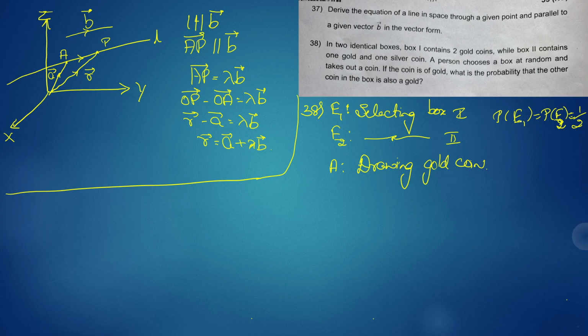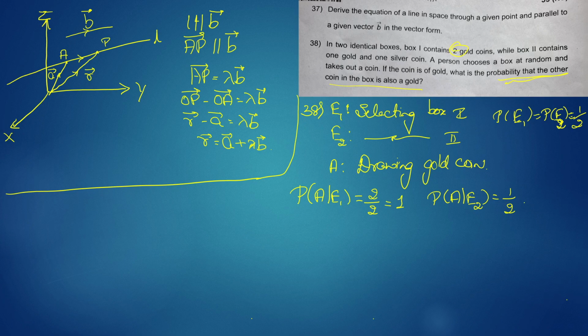Now we have to find the probability of A given E1, that is selecting a gold coin from the first box. There are two gold coins out of 2, therefore the probability will be 1. If we consider probability of A given E2, that is selecting a gold coin from the second box, then we get the probability as 1 by 2. Now the question is, we have to find the probability that the other coin in the box is also a gold coin. That means if we are drawing one gold coin, the other one is also a gold coin, which means we are selecting box 1. Only box 1 contains 2 gold coins.